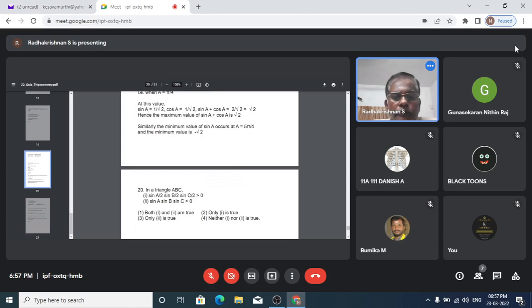So in a triangle ABC, this is a simple question. I think you should be able to just tell the solution. Option 1: sin A by 2, sin B by 2, sin C by 2 is greater than 0. Option 2: sin A, sin B, sin C is greater than 0. Is either one true, both true, or both false, or only one true? So that is the question.